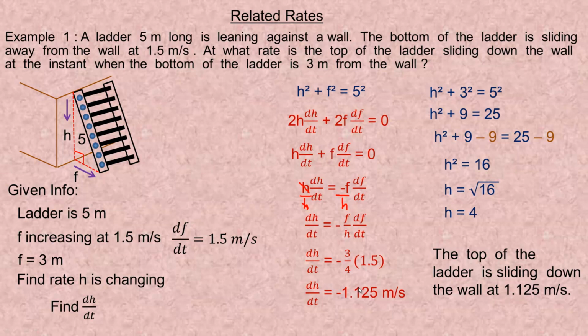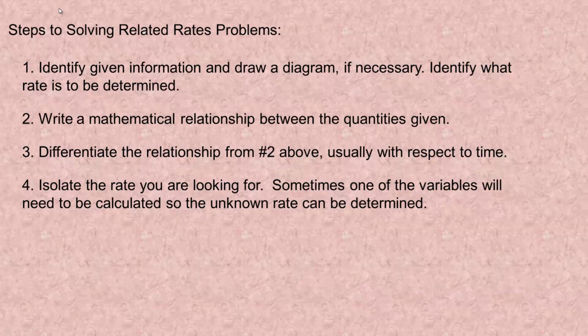So that's the idea. So I'm going to generalize all what I did here in some steps on the next page, and then we'll take a look at the other examples. So here's some steps to solving related rates problems. Identify the given information and draw a diagram if necessary. Sometimes you don't need a diagram, and we'll take a look at one of those later. And identify what rate is to be determined. And then you need a mathematical relationship between the quantities that you're given in the question, and something to differentiate. We used Pythagoras' theorem in the first example, but sometimes it's other things. So we'll take a look at that too.